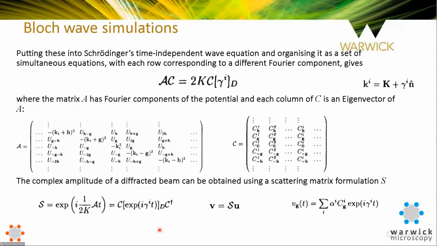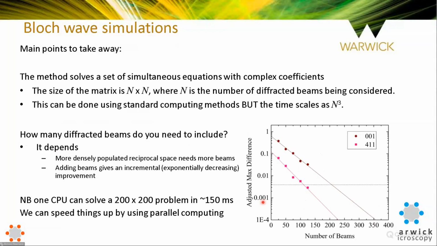There are fairly standard ways to solve these kinds of equations. If you take the complex exponential and post-multiply by the inverse, you can end up with a matrix equation where you can get the intensities out. Anyway, I won't go into any more detail. The main point to take away here is that you're just solving a set of simultaneous equations with complex coefficients. You're solving a matrix of size n by n, where n is how many diffracted beams you're putting into the model.